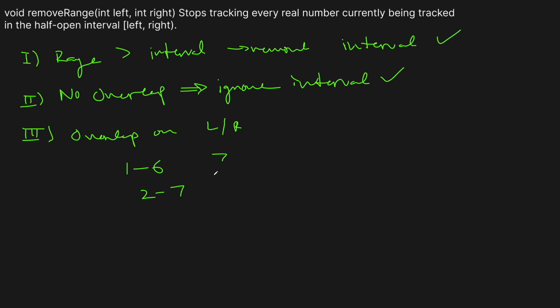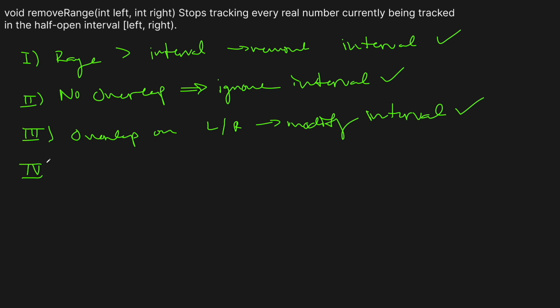So we would just leave 7. So we just need to remove what we need to remove and then just return the original interval. So that's what we're going to do. So we're just going to modify the interval. Hopefully you guys can read that. So we modified the interval.